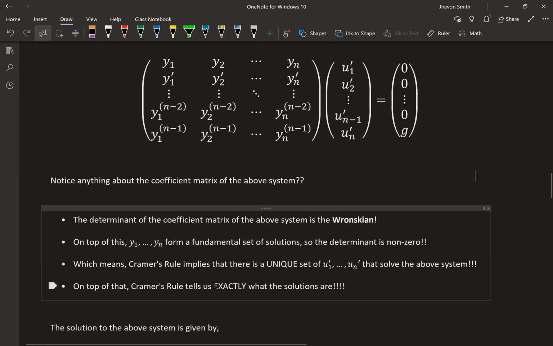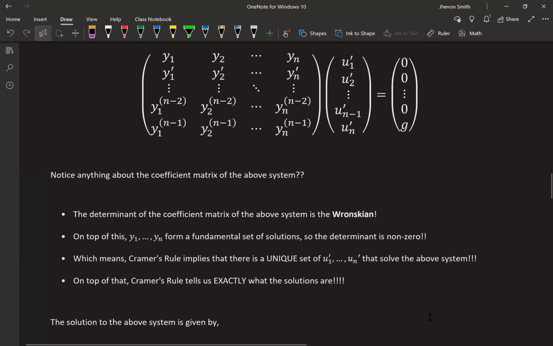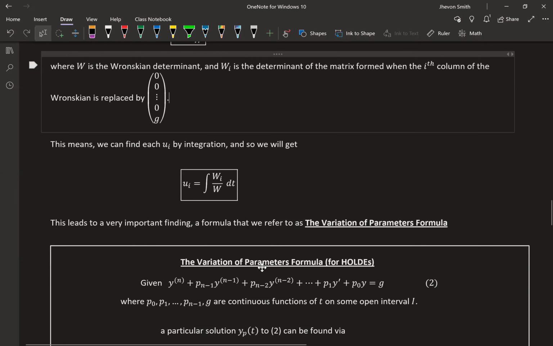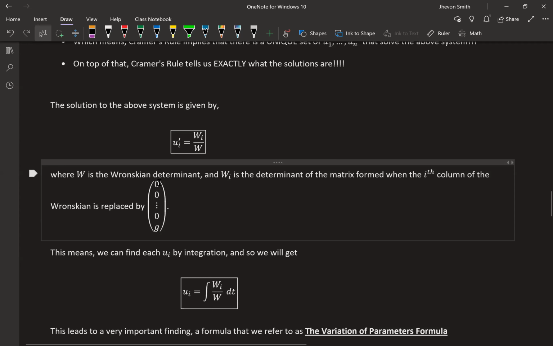And more than that, Cramer's rule tells us exactly how to actually find these functions. It is just going to be the Wi over W. It's going to be the Wronskian on the denominator, and in the numerator, it's going to just be what the Wronskian is if I replace the, and that was also supposed to be a G. If I replace the ith column with 0, 0, 0, 0, 0 all the way down to G, right? And that gives me Wi when I find that determinant, which means each Ui is going to be given by this integral.